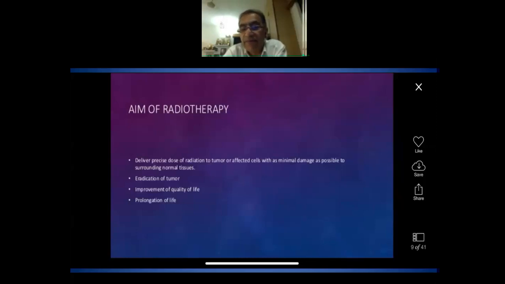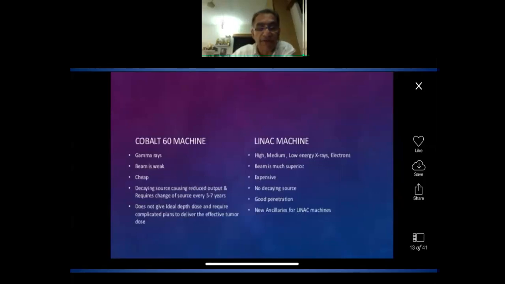So this is where, as I go through, I'll try to focus on the basic concepts of what's happening with recent technology. Ultimately, it amounts to an eradication of the tumor, with a large bit of the focus on improving the quality of life and prolongation of life.